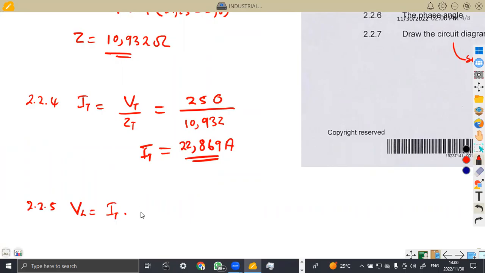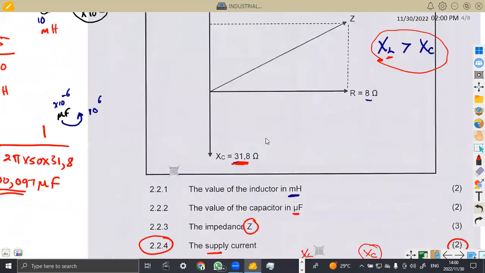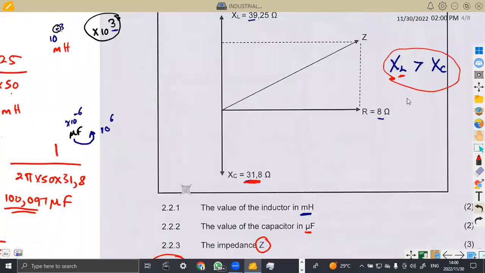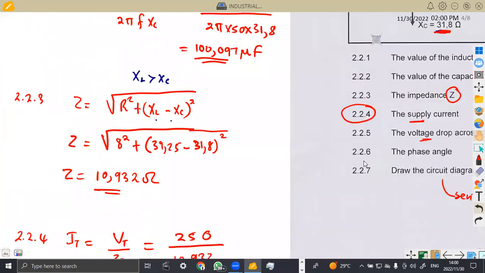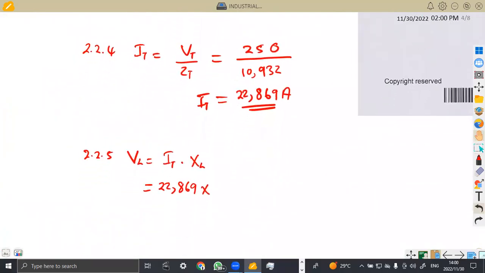So it is going to be the total current times the reactance of the inductor, which is XL. The total current is 22.869 times XL. XL is the one that you're given from the vector diagram. From our vector diagram, remember, guys, XL was 39.25. So you're going to multiply by 39.25, and we have got the voltage just like that, guys.